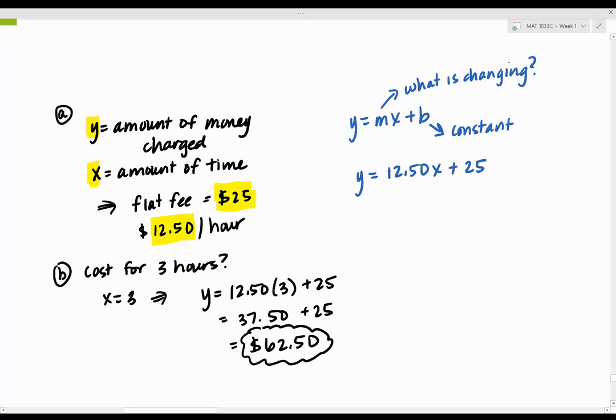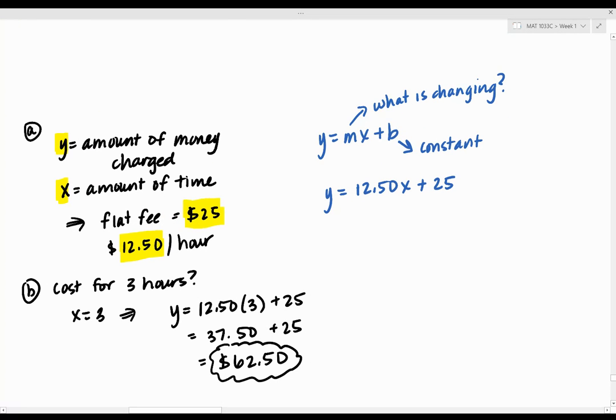Okay, so any type of linear equation that we have, remember, if we're in slope-intercept form, it's going to take the form y equals mx plus b. Okay, so in the context of this application problem, m, remember, is how your line is changing or how your function is changing. So if we ask ourselves in the context of this problem, what is changing? Well, the $12.50 is what's changing because it changes depending on how much time is spent. Okay, so we're going to put $12.50 where m is.